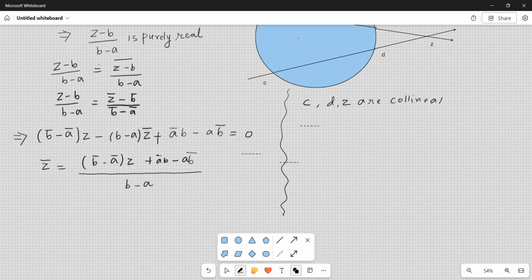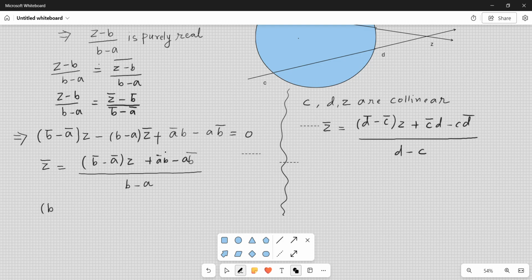So on the same lines, as we discussed just now, I can write from here (d bar minus c bar) into z plus (c bar d minus cd bar) upon (d minus c). Now see, both of them are actually representing the same thing, that is the conjugate of z.